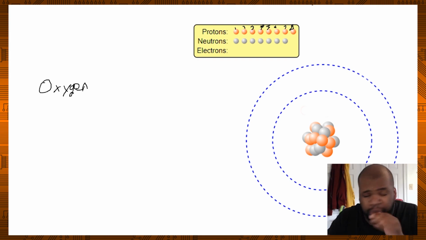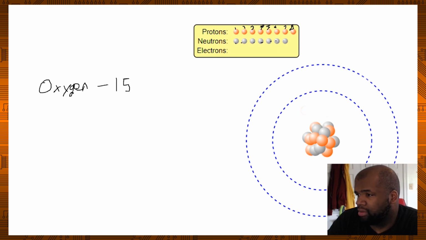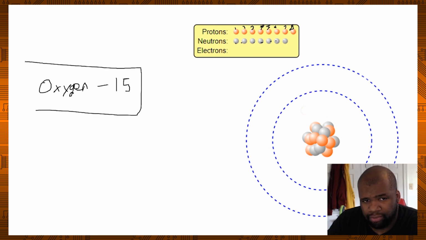Now, just like every time we've done previous to this, we are going to look at our total number of protons and neutrons to figure out the number that goes with this. So we have 8 protons, and then we have 1, 2, 3, 4, 5, 6, 7 neutrons. 8 plus 7 is 15. So our answer will be oxygen 15. Ta-da!